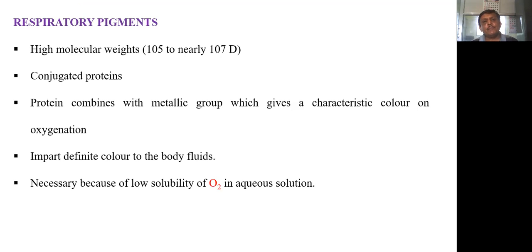Why are these respiratory pigments necessary? They are necessary because when oxygen dissolves from the environment into the body fluid, the solubility of oxygen in the aqueous solution is less. However, the combining or carrying capacity for oxygen is high with the respiratory pigment. It effectively increases due to the presence of respiratory pigments. Hence, respiratory pigments are necessary for the transport of respiratory gases like oxygen and CO2.